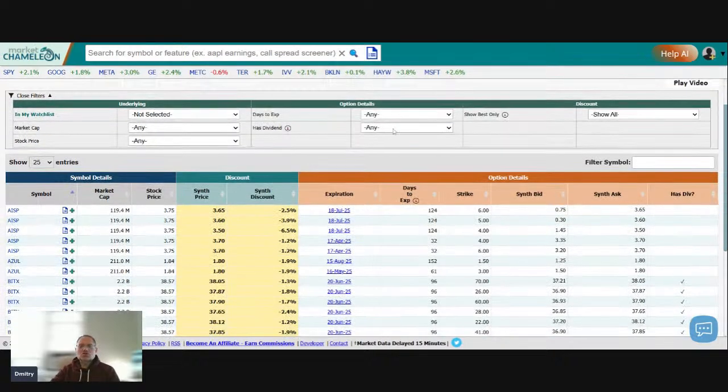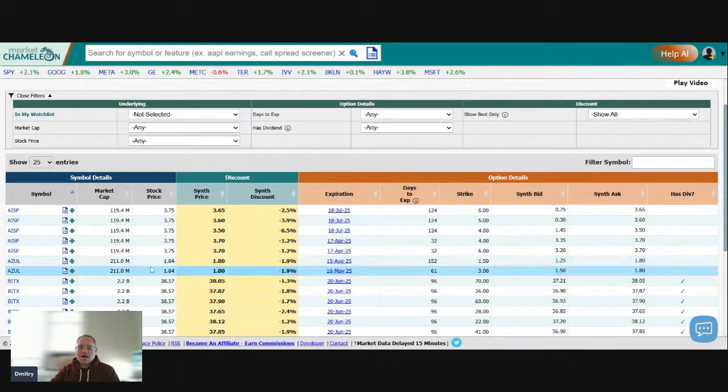So these are situations where the options are lined up, indicating that the stock itself is hard to borrow, and because of that, that's reflected in the cost of carry component in the options.